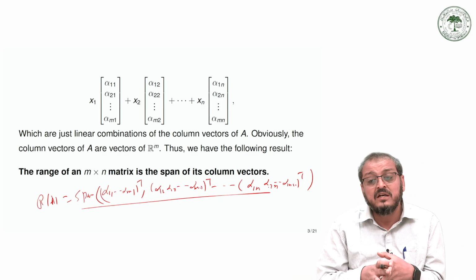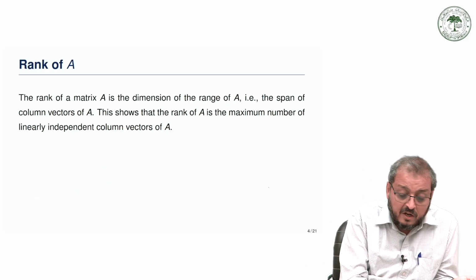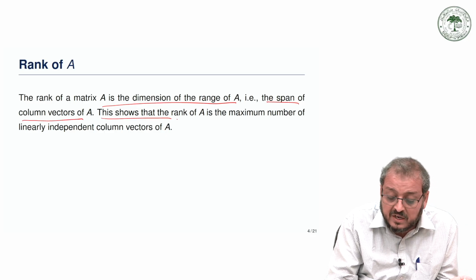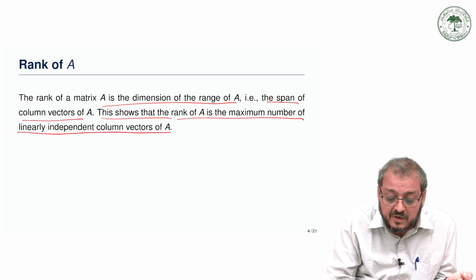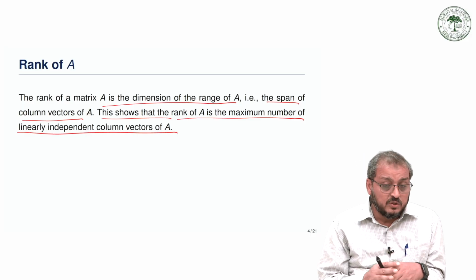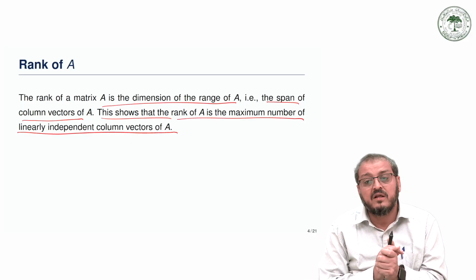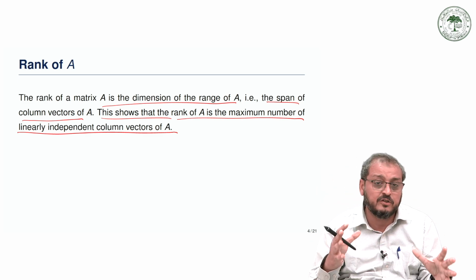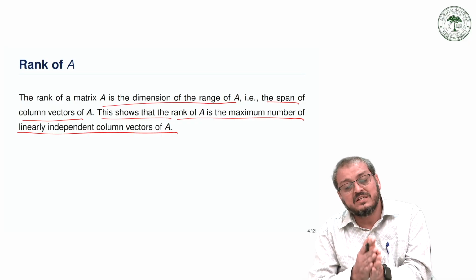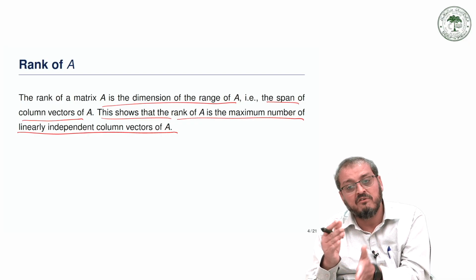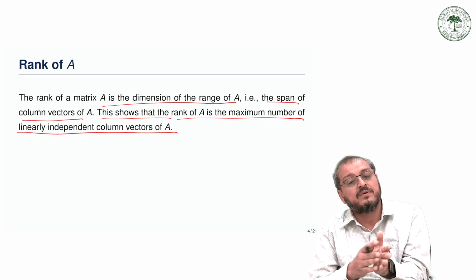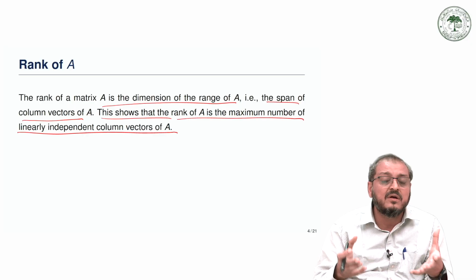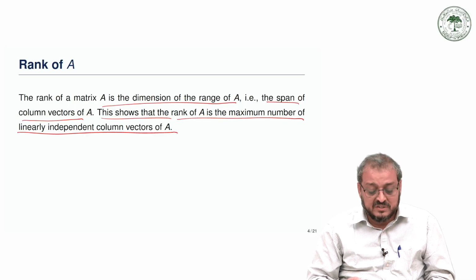Now if this span is linearly independent, then the rank of a matrix A is the dimension of the range of A, the span of the column vectors of A. This shows that the rank of A is the maximum number of linearly independent column vectors of A. So if any matrix is given, we find the range of the matrix, which is the span of its column vectors, and if these column vectors are linearly independent, the number of elements in the basis is the rank of the matrix.